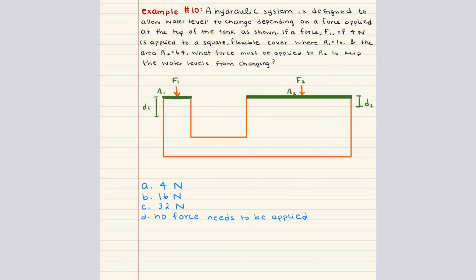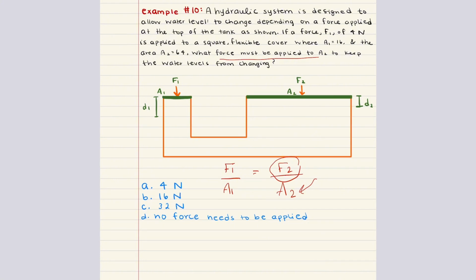Mathematically, Pascal's principle tells us that the pressure exerted at one point in the system must be equal to the pressure exerted at another point. And pressure is defined as force divided by area. So we're going to use that to solve this problem. Force 1 over area 1 is equal to force 2 divided by area 2. And our goal here is to ultimately figure out what the force 2 is. We want to figure out what force must be applied to area 2 to keep the water levels from changing.